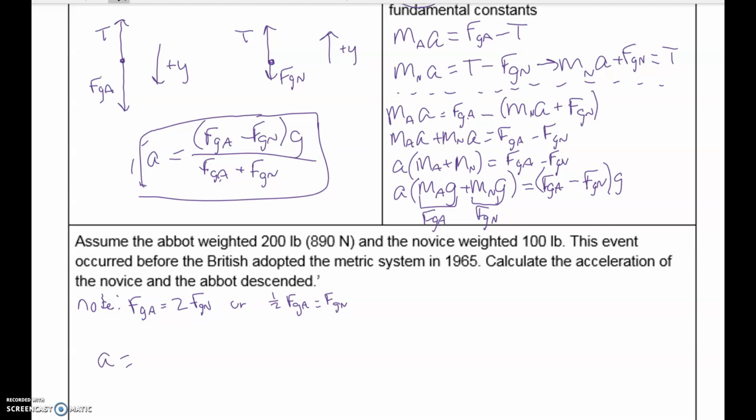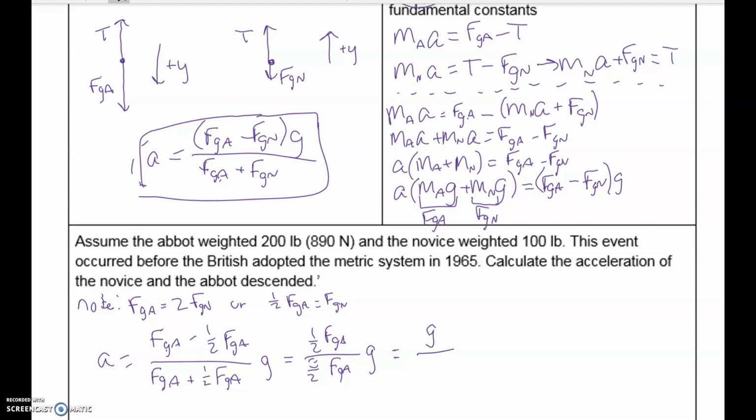So I'll have my acceleration equal to, in the numerator, the weight of the abbot minus the weight of the novice, so minus 1/2 weight of the abbot, divided by the weight of the abbot plus 1/2 weight of the abbot, all times the acceleration due to gravity. In my numerator that leaves just 1/2 weight of the abbot, divided by my denominator, which is 3/2 weight of the abbot, all times acceleration due to gravity. 1/2 divided by 3/2, the weight cancels out, the twos cancel, and then we have acceleration due to gravity divided by 3.